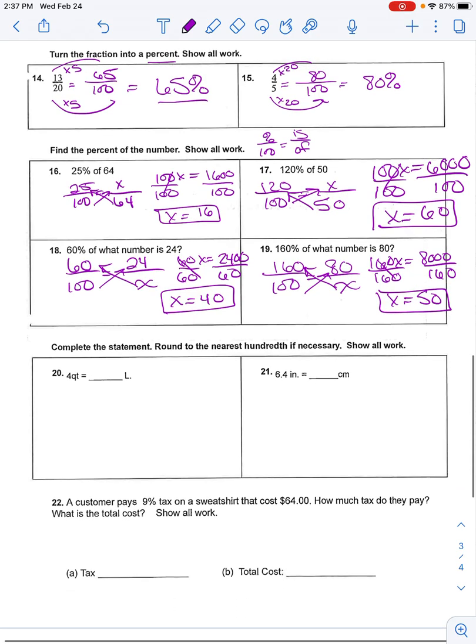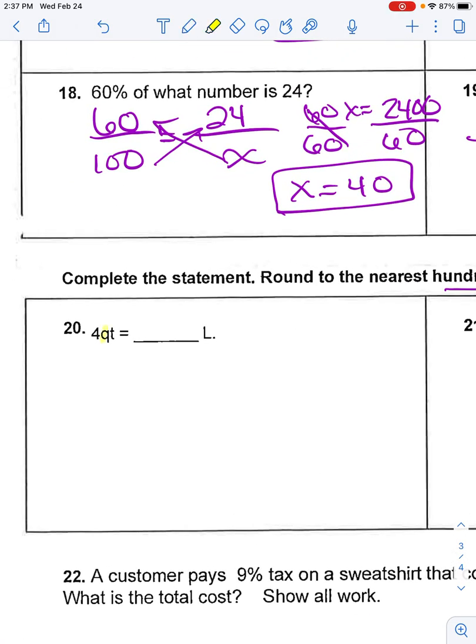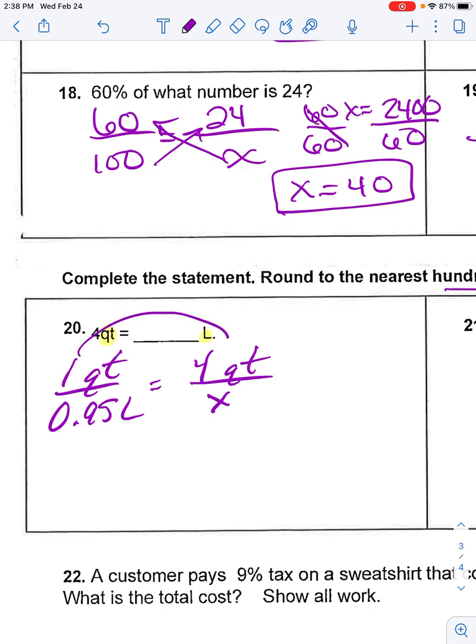Is over of, guys. Percent goes over 100, is over of. Complete the statement, round to the nearest hundredth if necessary, show your work. I will show you the conversions the day of the test. You don't have to have them memorized. Quarts to liters. It says on the conversion sheet 1 quart is 0.95 liters. We want to know 4 quarts is how many liters. Okay. We can either multiply by 4 or you can do cross products. Either way, x is 3.8 liters.